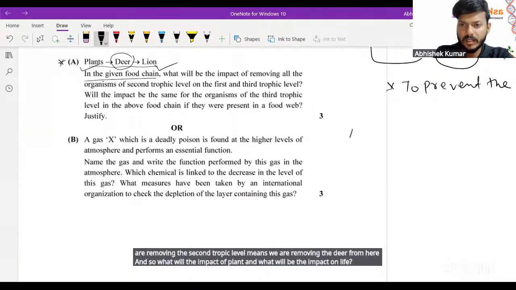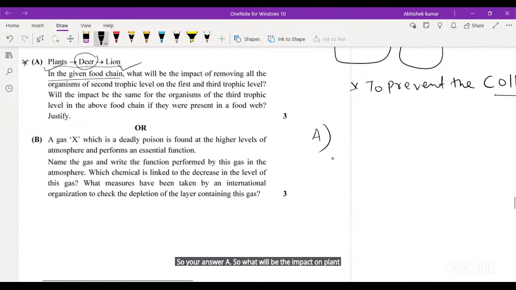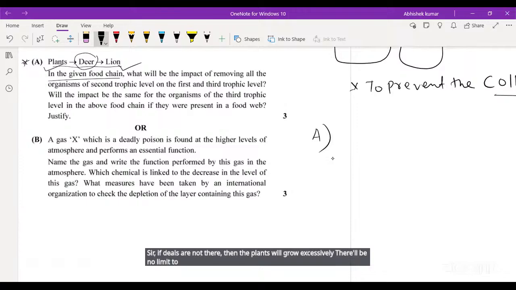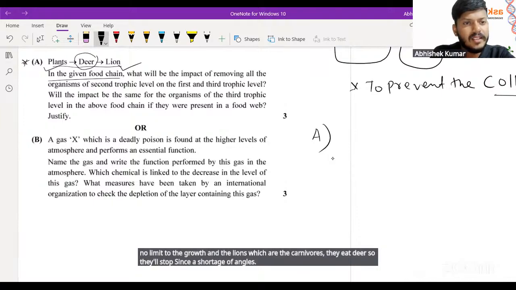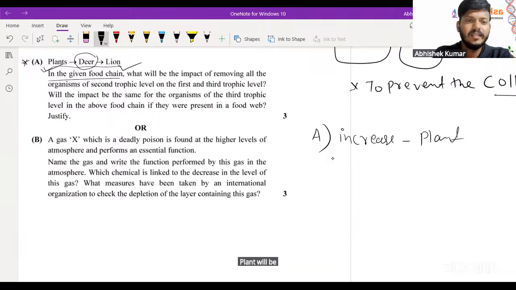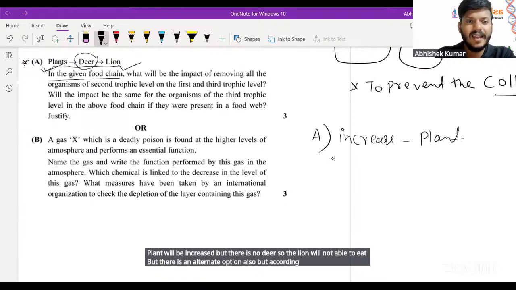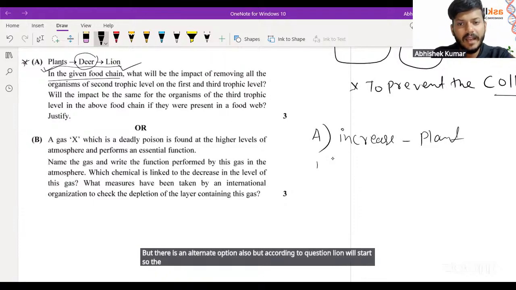So what will be the impact on the plant? Sir, if deer are not there, then the plants will grow excessively. There will be no limit to the growth. And the lions, which are carnivores, eat deer, so they will starve since there is a shortage of animals. Yes, in the first case the number of plants will increase, but there is no deer, so the lion will not be able to eat. There is an alternate option also, but according to the question, the lion will starve. So the number of lions will decrease.